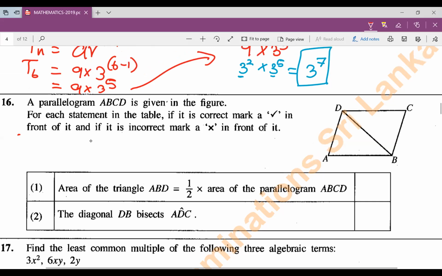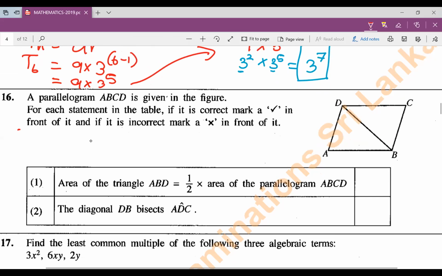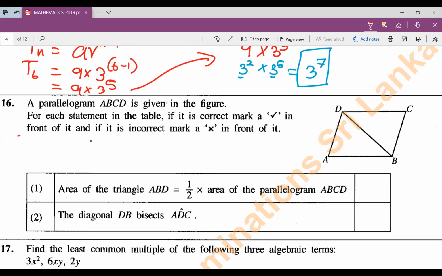So a parallelogram ABCD is given in the figure. The 16th one is: for each statement in the table, if it is correct, mark A in front of it, and if it is incorrect, mark B in front of it. So area of the triangle ABD is equal to half into area of the parallelogram ABCD. We know the diagonals bisect the area. So half into area of ABCD is correct.